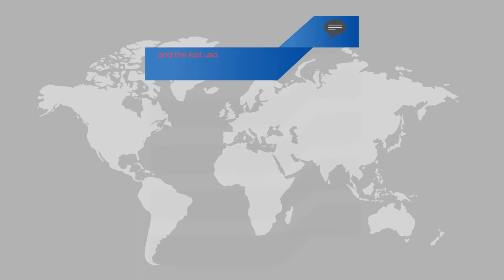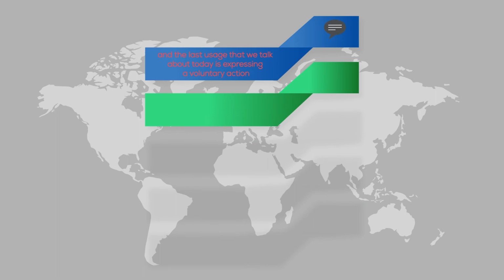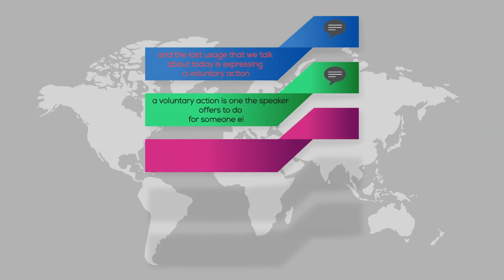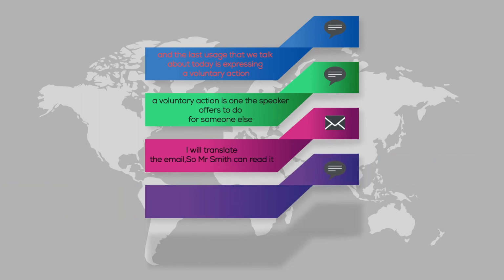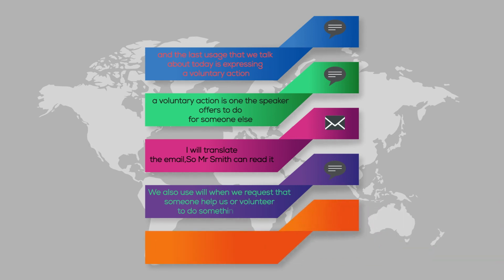And the last usage that we talk about today is expressing a voluntary action. A voluntary action is one the speaker offers to do for someone else. I will translate the email so Mr. Smith can read it. We also use will when we request that someone help us or volunteer to do something for us. Will you make dinner? Will you help me move this heavy table?